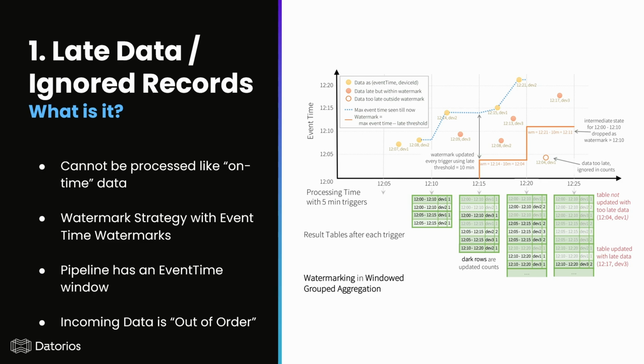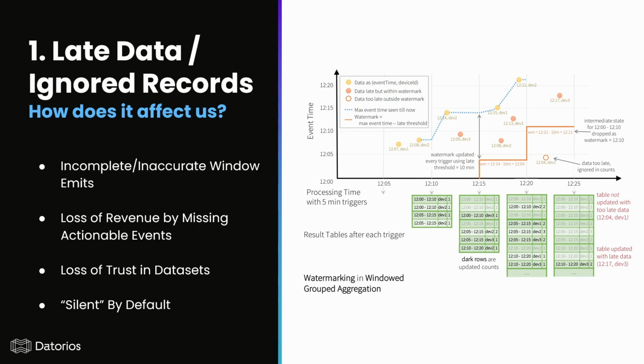So what is it? Late data is pretty much exactly what it sounds like. It's just data that made it to our pipelines too late and couldn't be processed like on-time data. This occurs when 3 criteria are met. You're using a watermarking strategy with event time watermarks, you have a pipeline somewhere inside of your job, and you have out-of-order data.